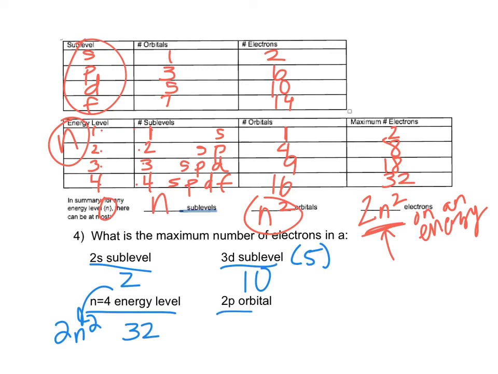And then finally, a 2p orbital. This always throws students off. A lot of students go, oh, p has 3, that's 6. Whoa, no. It says a p orbital. They're not saying all 3. It's not saying a 2p sublevel. It's just saying a 2p orbital. So one of those 3 dumbbell-looking things is a 2p orbital, and it only holds 2 electrons.